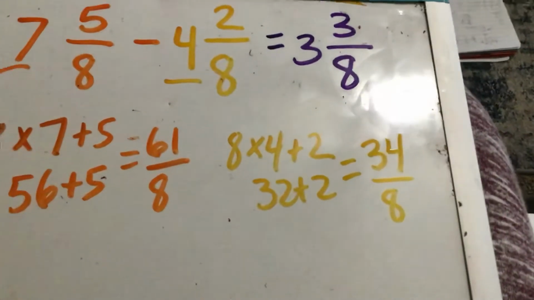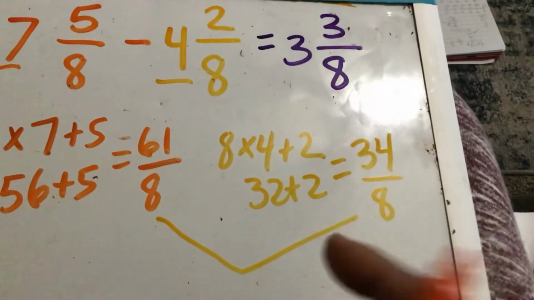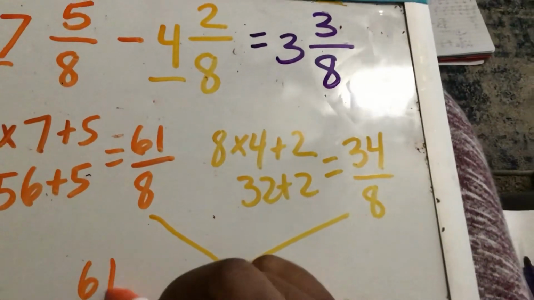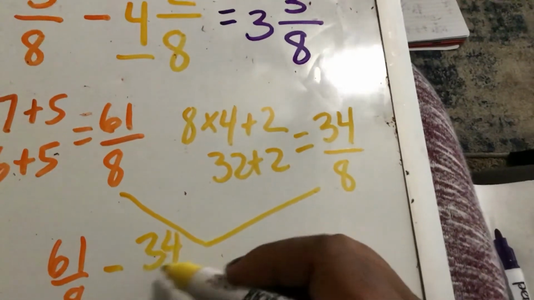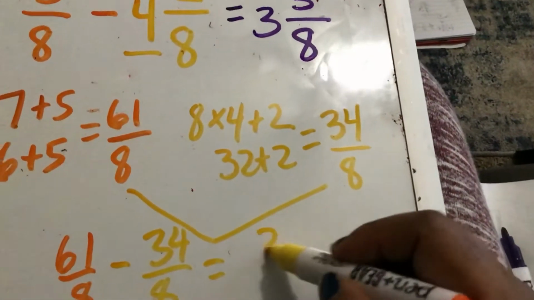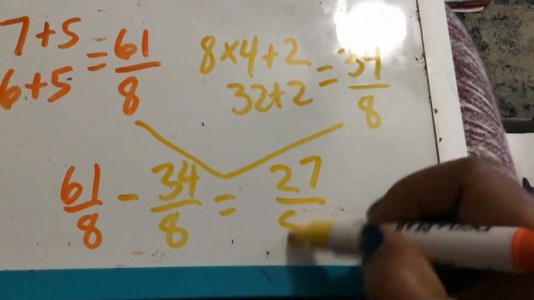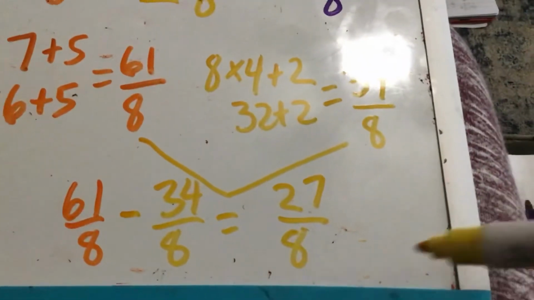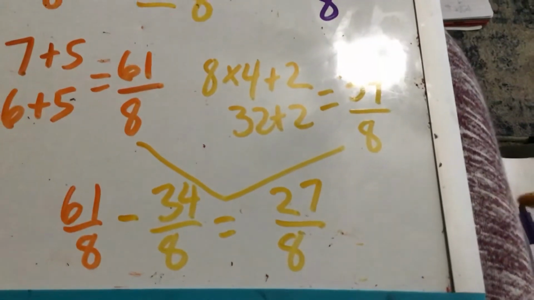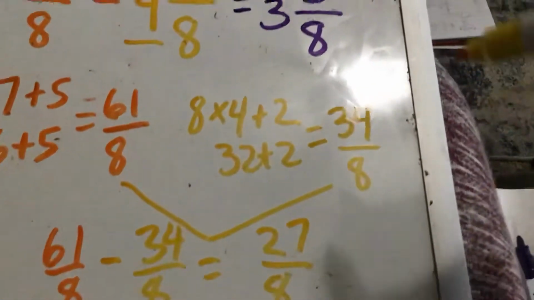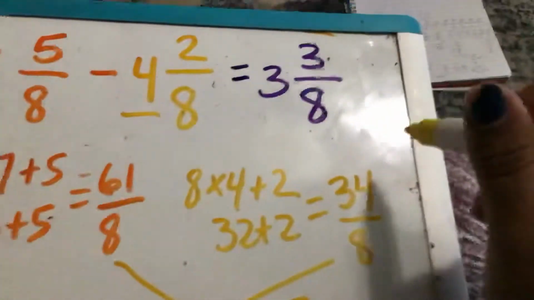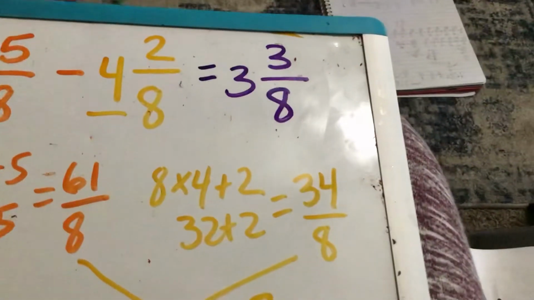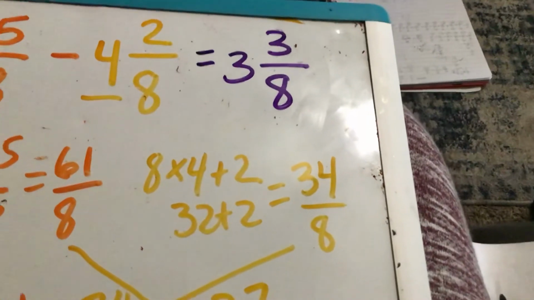Then what we go and do is take these two fractions, and then we solve 61 over 8 minus 34 over 8, which gives us 27 over 8. That's what it looks like if we left it as an improper fraction, but we didn't put it in simplest form. So this is what it is before being reduced to simplest form. Okay, it's 27 over 8.